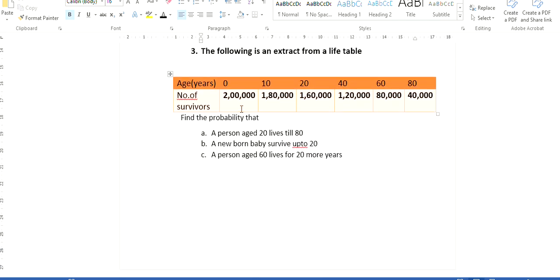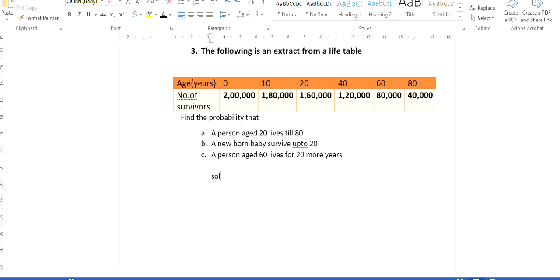Next is the following extract from a table. They will be giving you a table, and you have to find out the age of a person from it. Ages are given in years, then survivors are given. They have given you three questions here. A: a person aged 20 lives till 80. Now for this I have to draw the solutions.